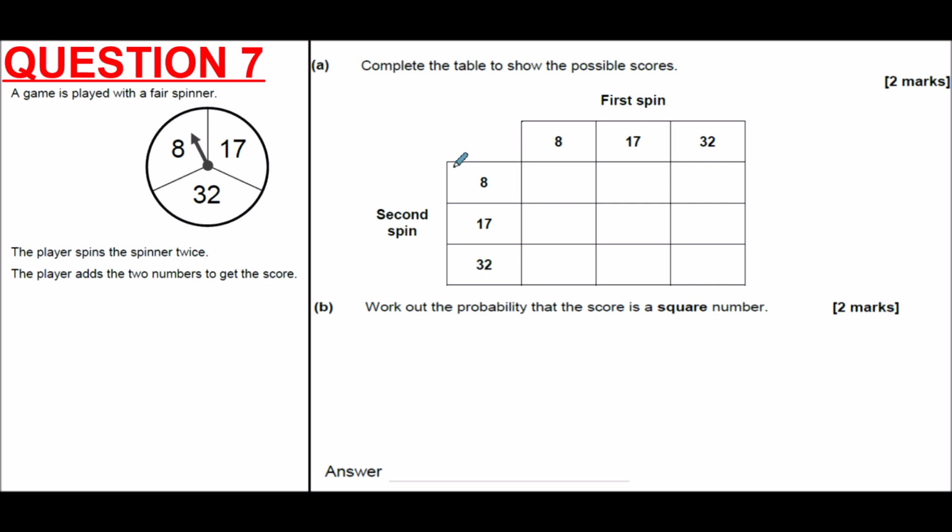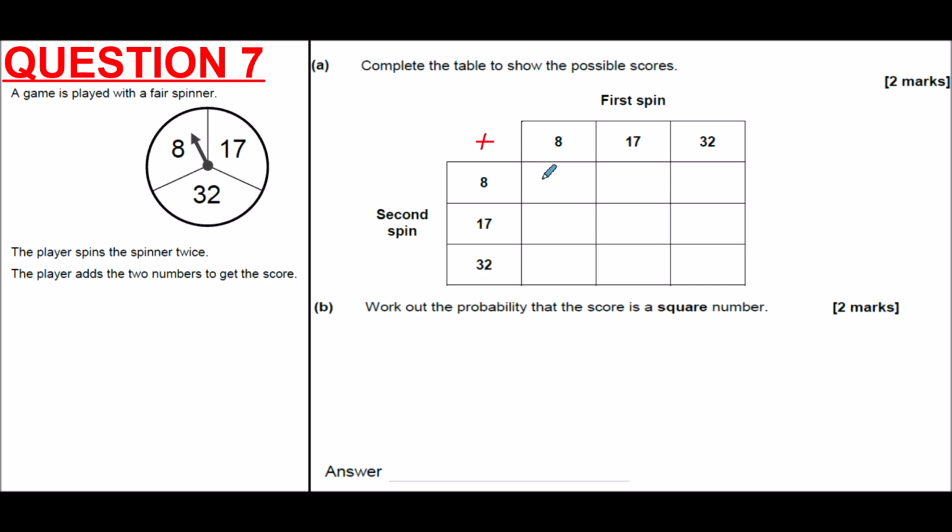Question 7. A game is played with a fair spinner. The player spins the spinner twice, and the player adds the two numbers to get the score. So first of all, you need to complete this table to show the possible scores. So all we're doing here is adding the top row to the row at the side. So each time we're just adding these two numbers.